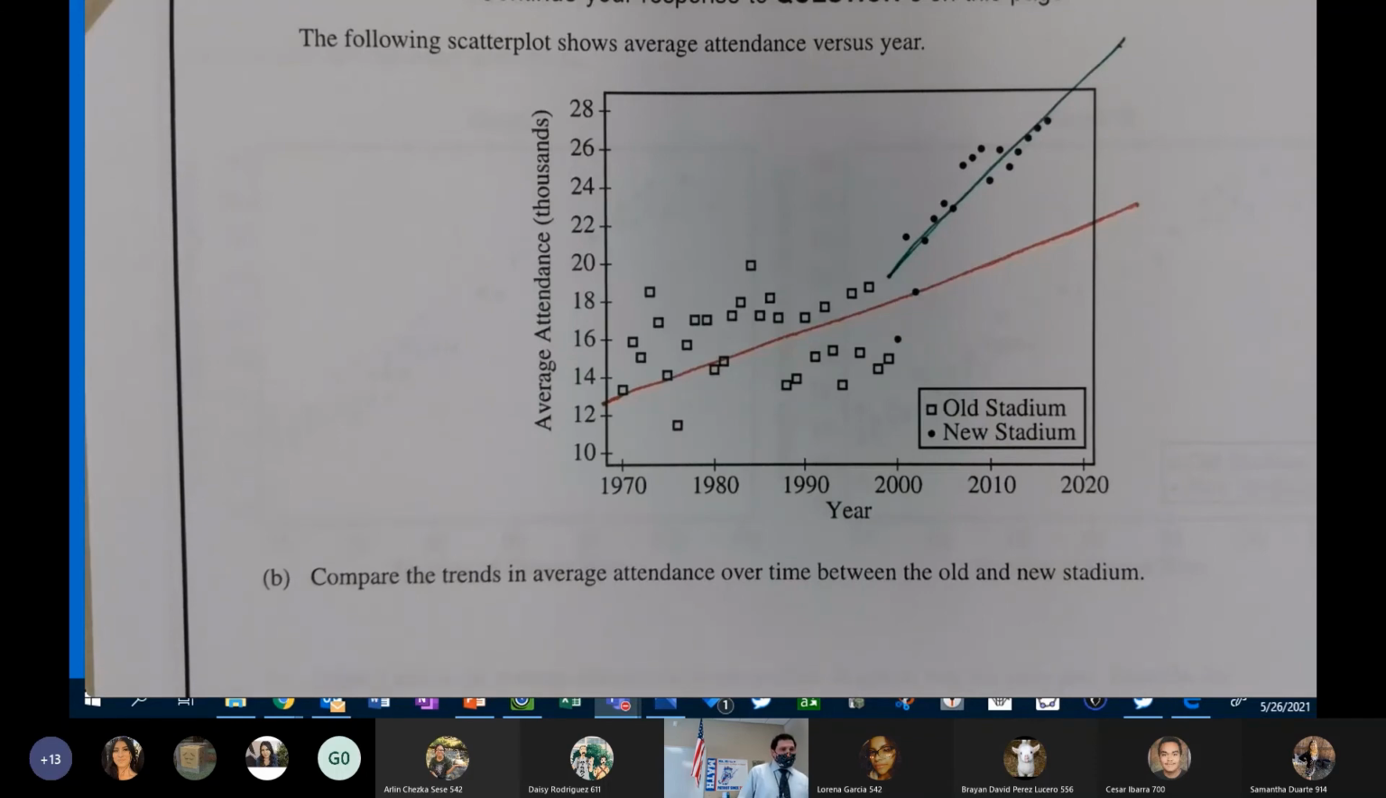So when we're comparing the trends in both stadiums, average attendance has a positive linear relationship. We can say that because both of the lines that we have here have a positive slope. They have a positive association. And they both can be modeled decently well with a linear model. The old stadium shows a slower increase in attendance over time. It has a smaller slope compared to the new stadium. And that's really all that we can say at this point. We don't have more data to use yet. So that's our comparison.